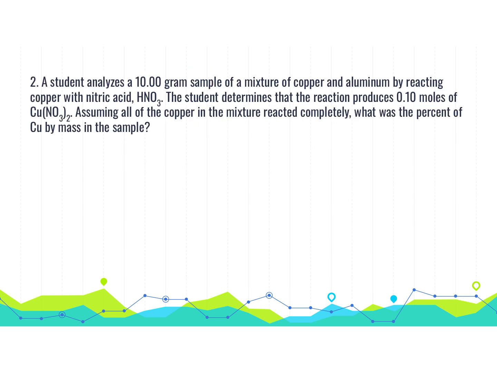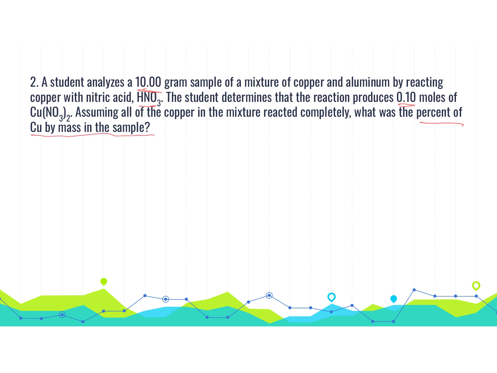Here's another similar example to what we just saw in the last slide. In this case, a student is analyzing a 10.00 gram sample of a mixture of copper and aluminum by reacting copper with nitric acid, HNO3. So they determine that this reaction produces 0.10 moles of copper nitrate, Cu(NO3)2. And they're telling you, assuming that all of the copper in this mixture completely reacts, what is the percent of copper by mass in the sample?